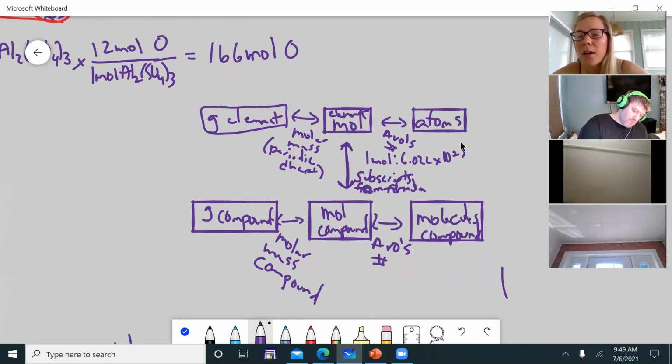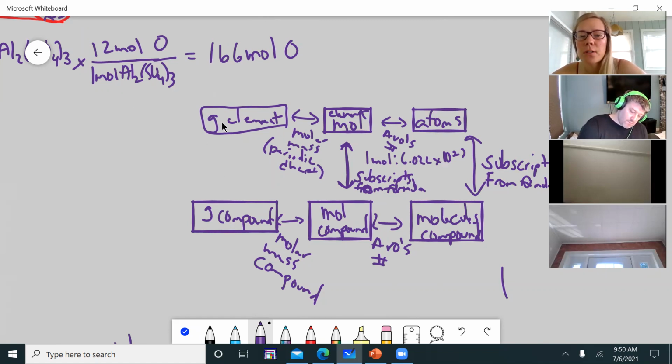Same thing here. So you can add another arrow between these two, between atoms and molecules or molecules and atoms. This also is the subscripts from formula. So if you had, say, 55 molecules of water and you want to know how many atoms, you could use the subscripts as well. So those are applicable in either way.